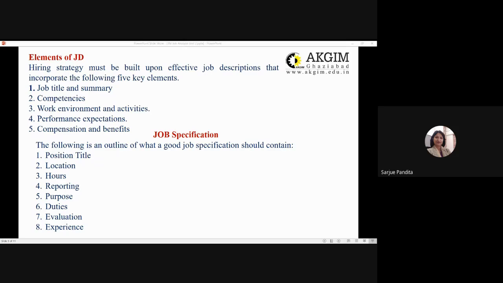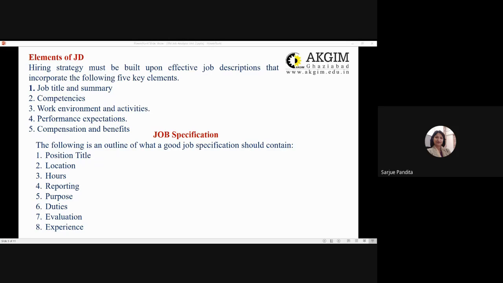An effective job description must also organize the daily tasks into meaningful categories so that the employee again gets an insight about the environment and the activities he is supposed to perform in the organization. Then performance expectations, which form a very, very important part of your JD.